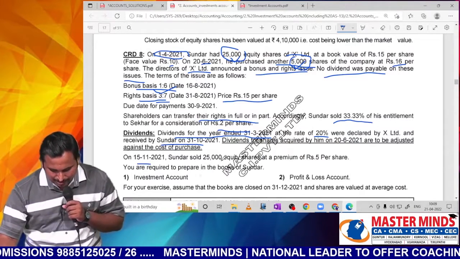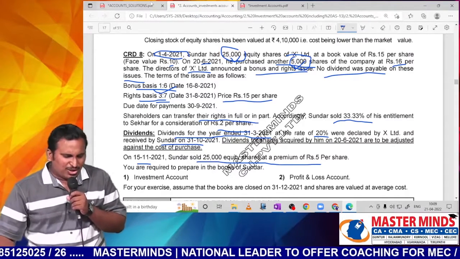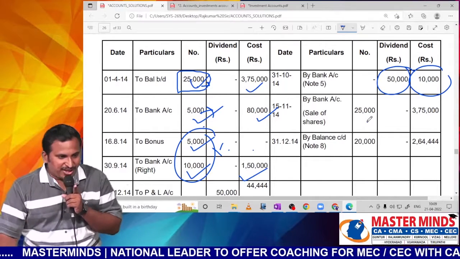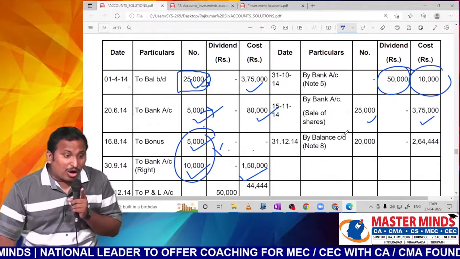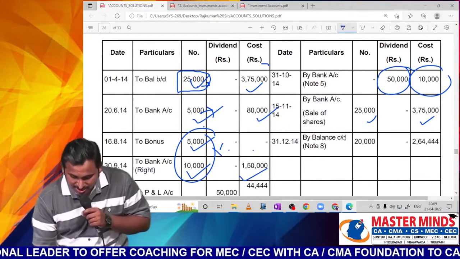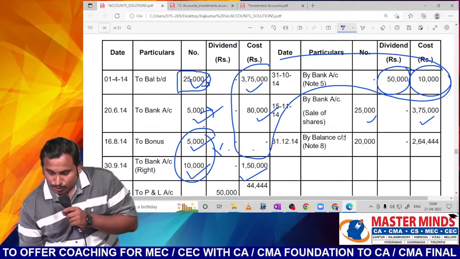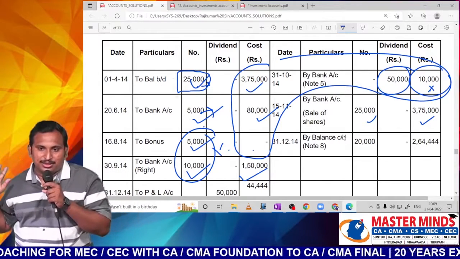On 15th November, Sundar sold 25,000 equity shares at a premium of 5. So 25,000 into 5, sorry, premium of 5, sir. That means 15. 25,000 into 15, 3,75,000. We'll compare with the cost. Now please remember, what is the cost for you for this 25,000? These two minus this 10,000. Don't forget to reduce this 10,000. This is one of the biggest mistakes committed, sir.